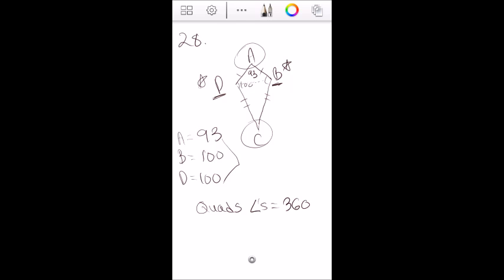So if I add this up, we get 100 plus 100 is 200, plus 93 gives me 293, and then we just take 360, subtract that 293, and it looks like we'll get 67 degrees. And that is the answer to that problem. So it would be answer choice B.